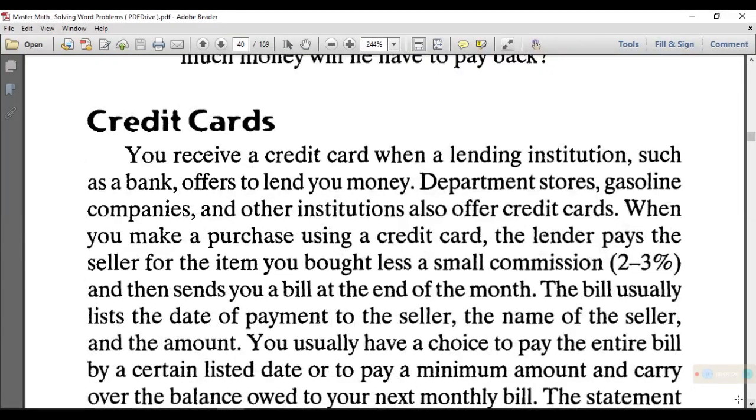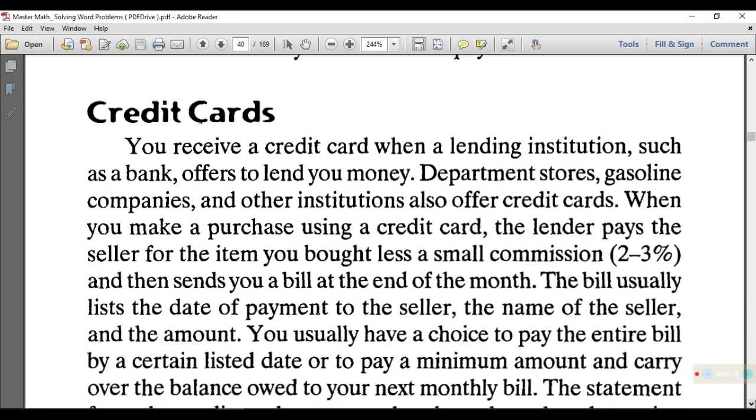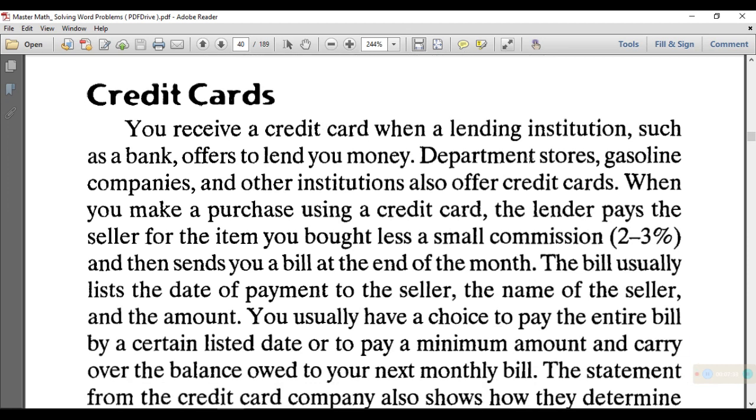Dito na tayo sa credit cards. You receive a credit card when a lending institution such as a bank offers you to lend money. Department stores, gasoline company, and other institutions also offer credit cards. When you make a purchase using a credit card, the lender pays the seller for the item you bought less a small commission, which is 2 to 3%, and then sends you the bill at the end of the month.